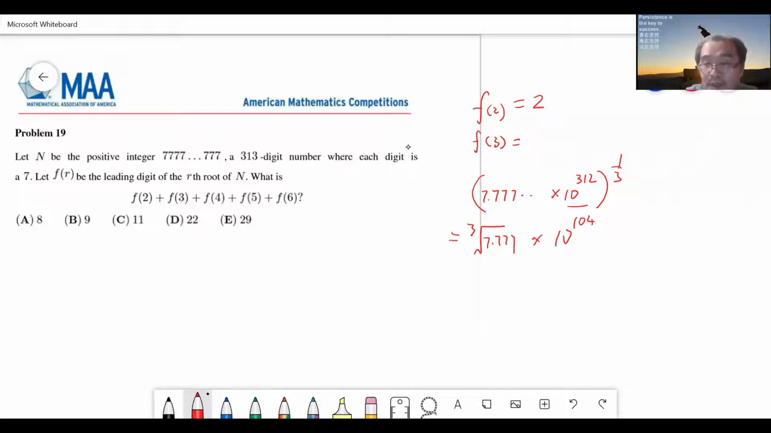Right, so now you can see this is going to give us, remember 1 to the power 3 equal to 1, 2 to the power 3 equal to 8, right? So this number is between 1 and 8. So the third root is 1 point something something times 10 to the power 104. So then the leading digit is 1. So F3 actually equal to 1.